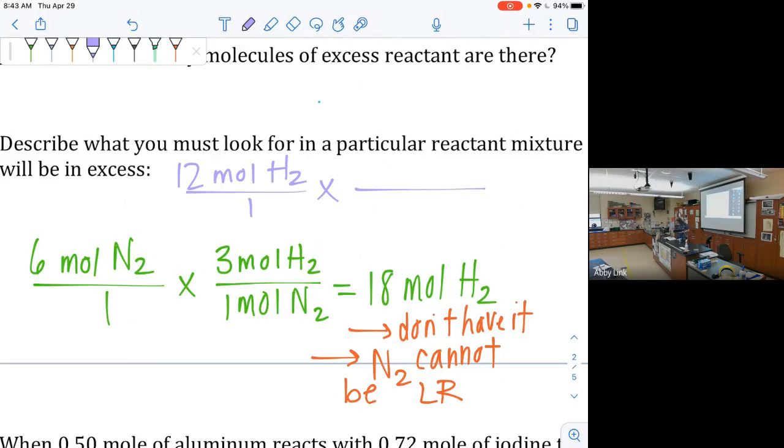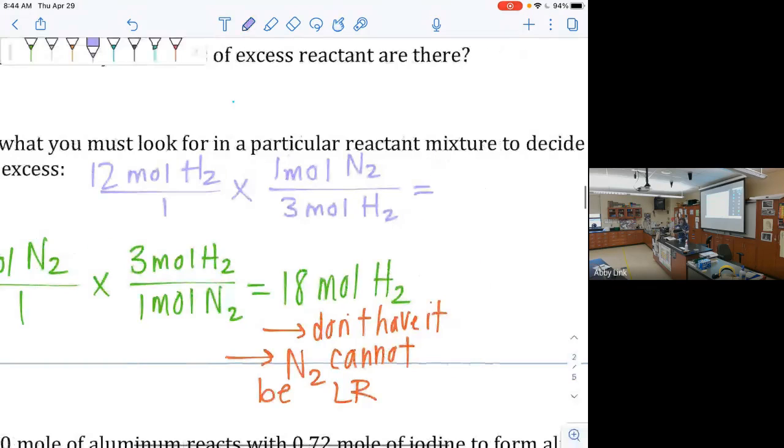All right, so let's prove it. Let's figure out how many moles of N2 I would need to use up all 12 moles of my H2, okay? You know the drill. I'm going to set this up with my mole ratio. 1 mole of N2 over 3 moles of H2. Okay, that's my coefficients for my balanced chemical equation.